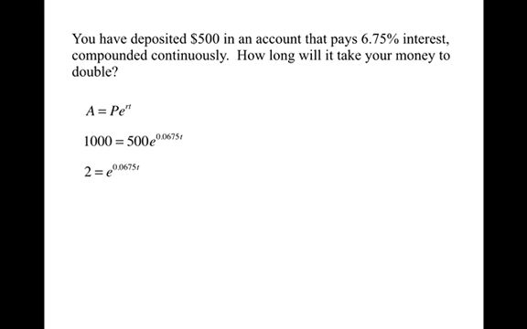So let's divide both sides by 500. What do we do from here? Let's take the natural log of both sides. All right, natural log of both sides here gets rid of the exponent. Now if I divide both sides by this decimal, I will have my t isolated. I can type that in, and the units we're assuming are years. So I should have put years there. So about 10.27 years to double my money at this interest rate.